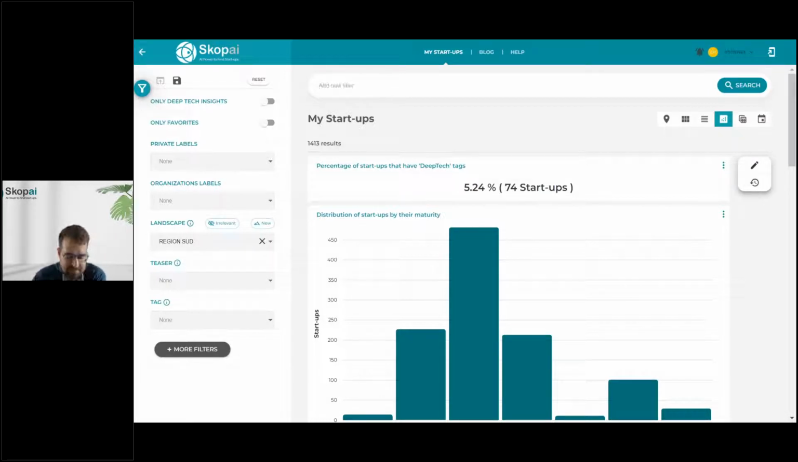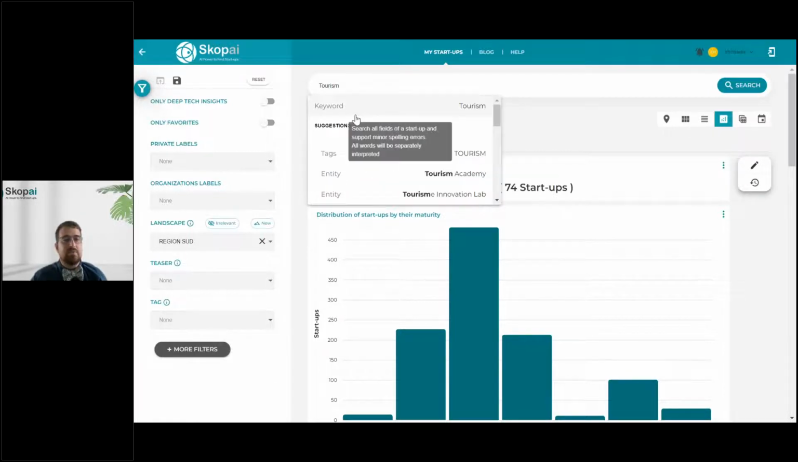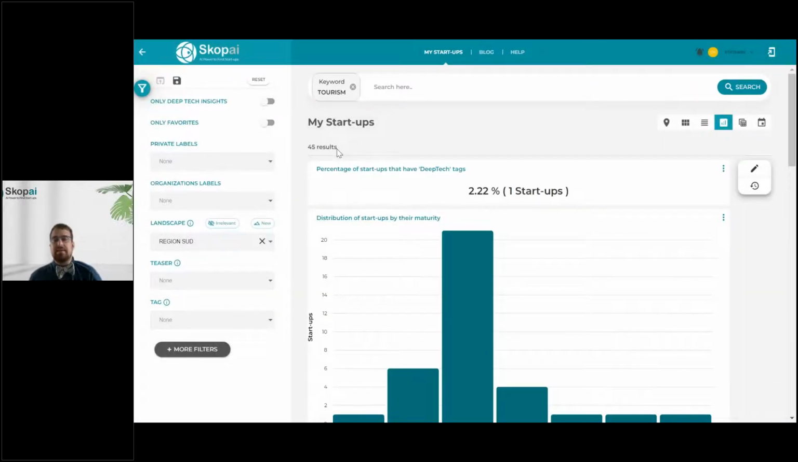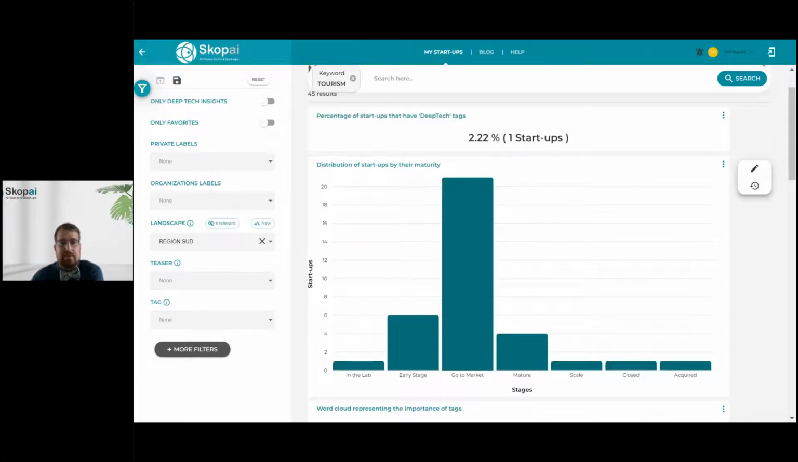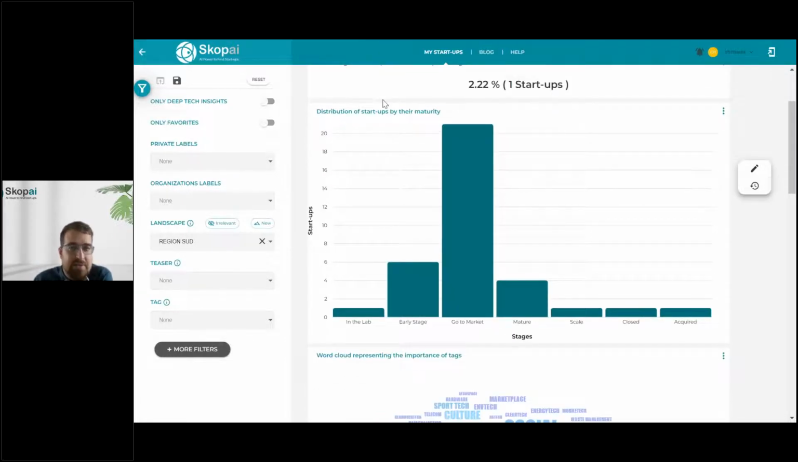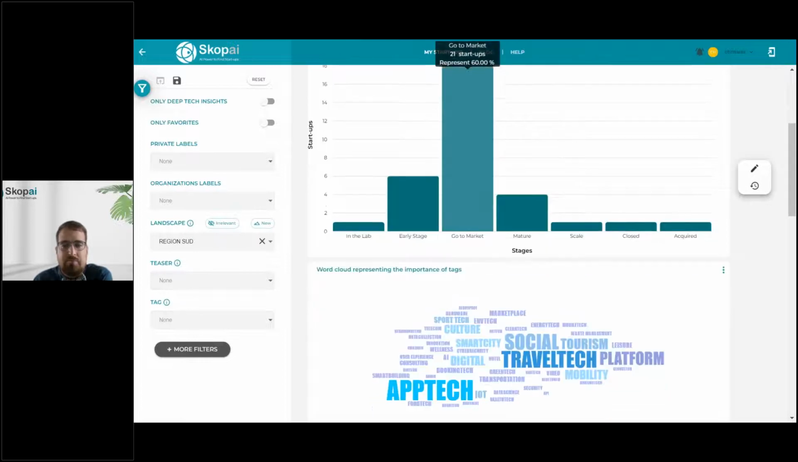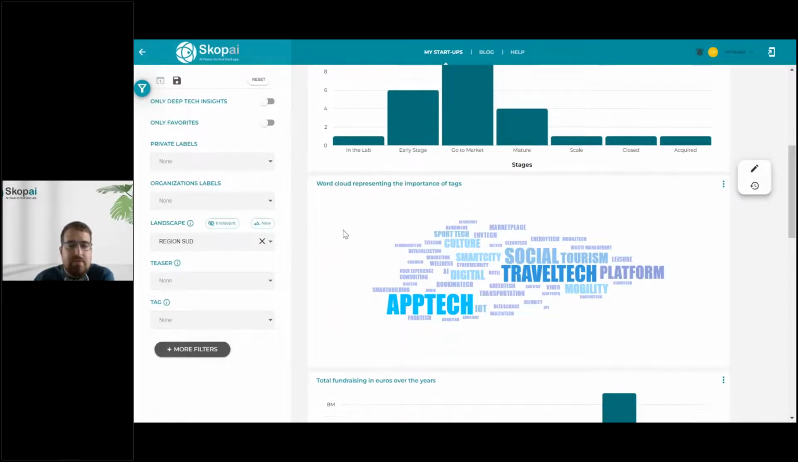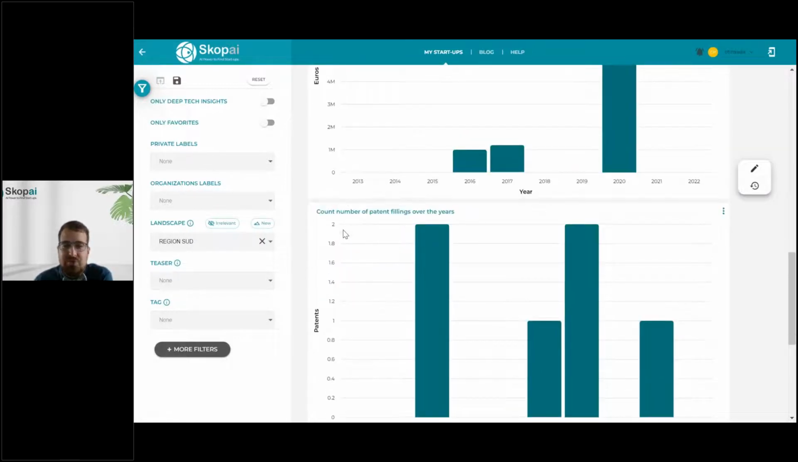So one of the specialties of southern France, beautiful, is tourism. So we can go ahead and keyword search tourism. And here we have 45 results. And now we can get an idea of what's going on specifically in this region by keyword. So in the tourism field, number going to market, travel tech is important here, tourism, smart city, culture. And again, it helps people visualize what's going on very quickly.